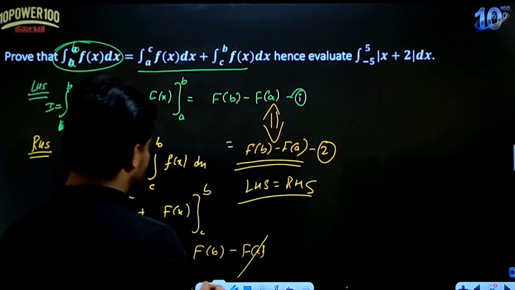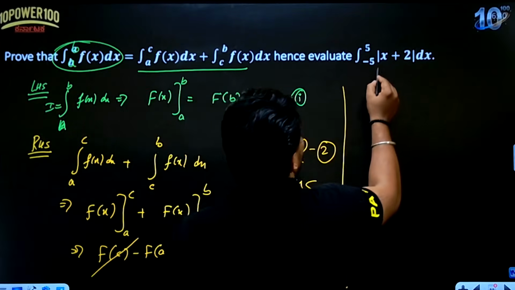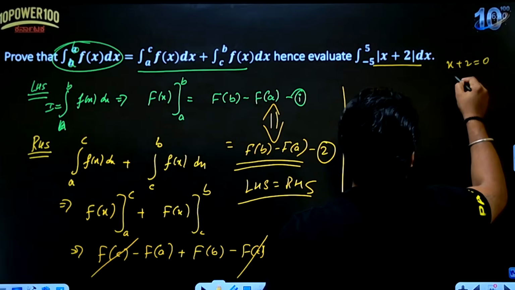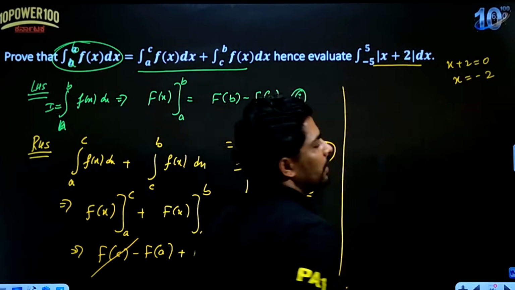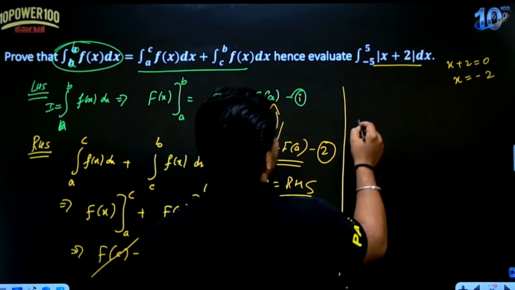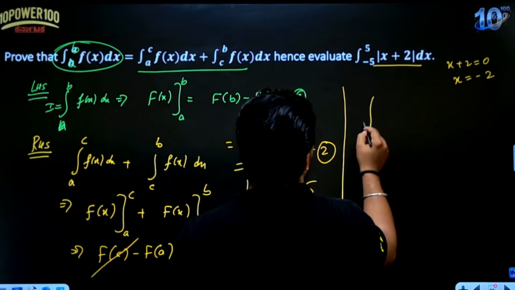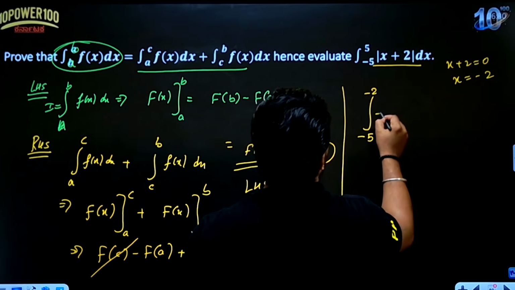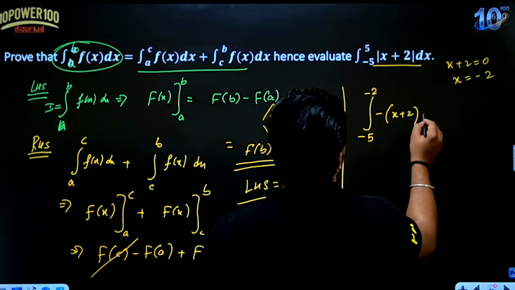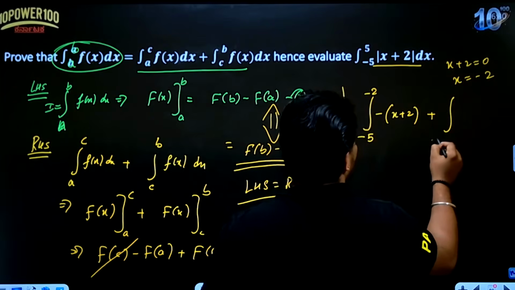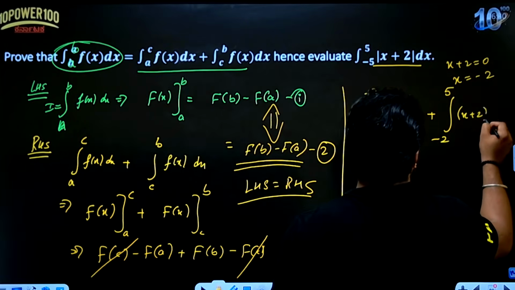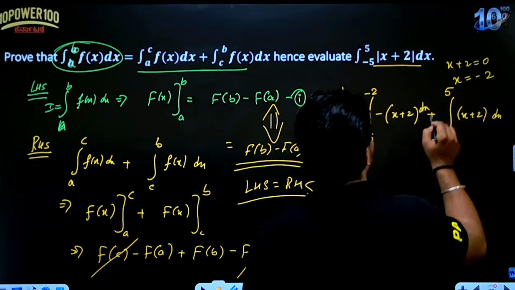Yeah, so now this part I'll just leave it to you all. For the first, mod x plus 2, you take x plus 2 is equal to 0. So what is the critical point? X is equal to minus 2. So now when you solve this, from minus 5 to minus 2, this becomes minus of x plus 2, plus from minus 2 to 5, this becomes plus x plus 2 dx, since it is mod.